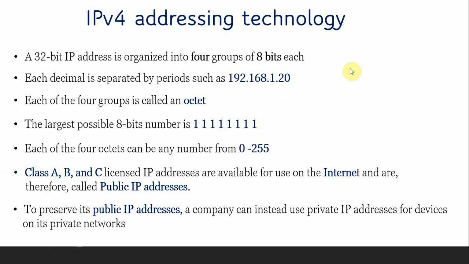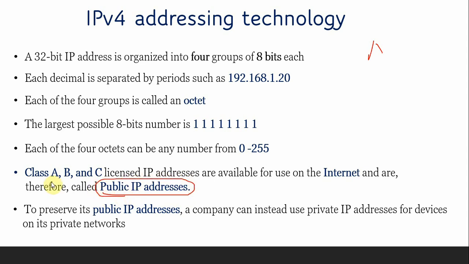We have classes of IP addresses. We have class A, B, C, D, E, and F. Classes A, B, and C are the licensed IP addresses that are available and used on the internet. We will talk about that later. So these addresses are actually available and used on the internet. We call them public addresses.